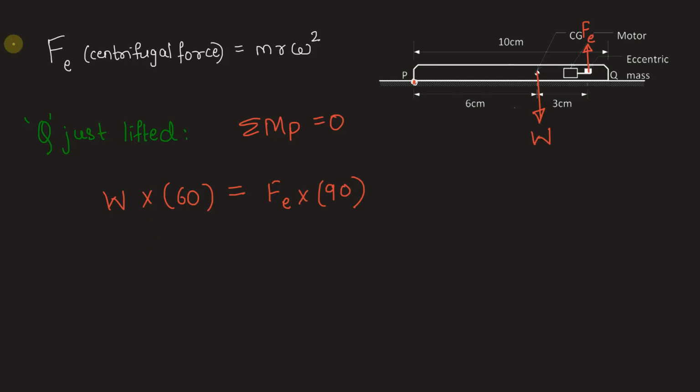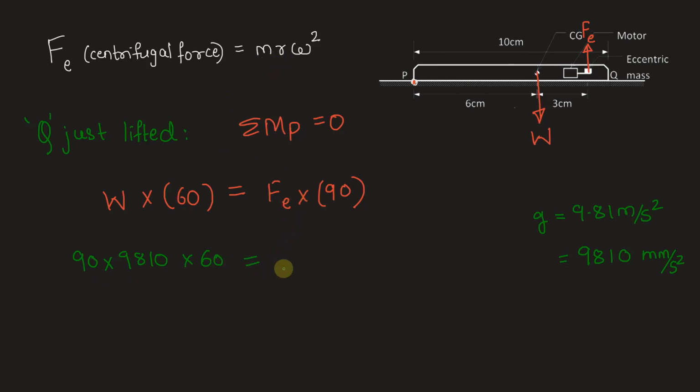Let's substitute the values. Weight is nothing but the mass of the mobile phone into acceleration due to gravity. The mass of the mobile phone is given to be 90 grams. Let that be in grams only. 90 grams into acceleration due to gravity, which should also be taken in mm per second square. So we have 9.81 meter per second square. This can be written in millimeters as 9810 millimeters per second square. Let's substitute it here: 9810 into m into g into this distance 60 mm is equal to the centrifugal force.